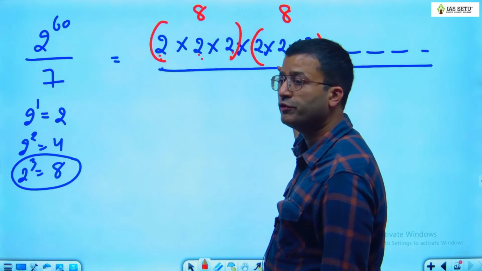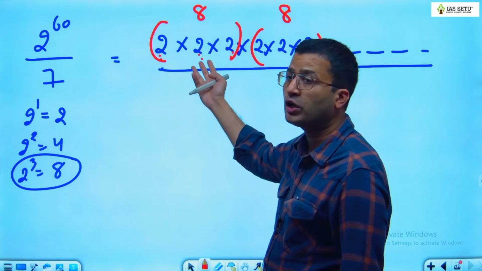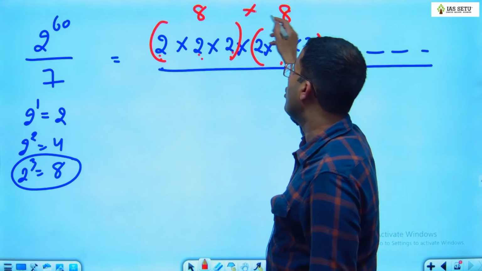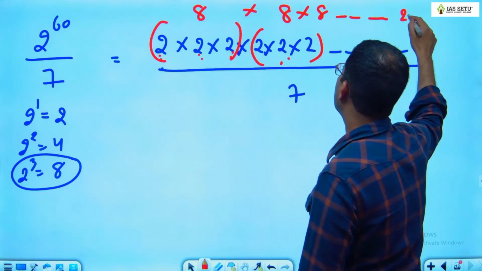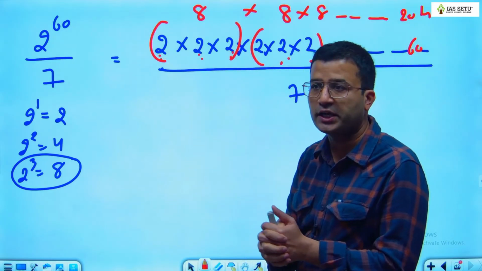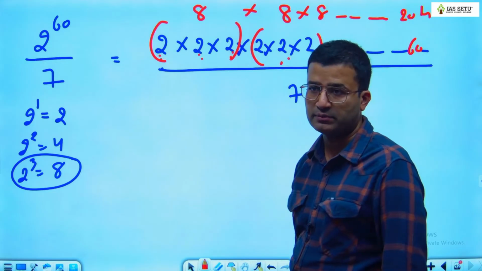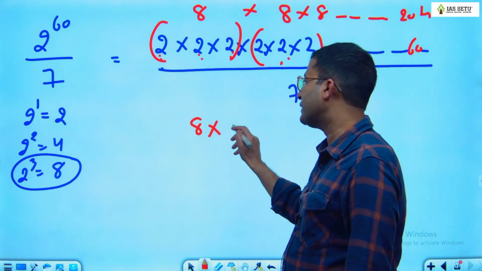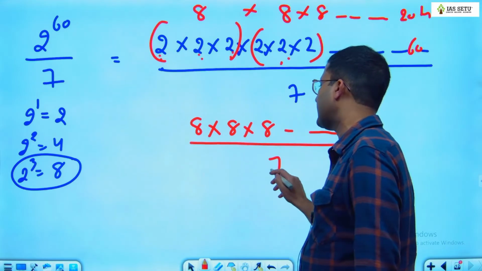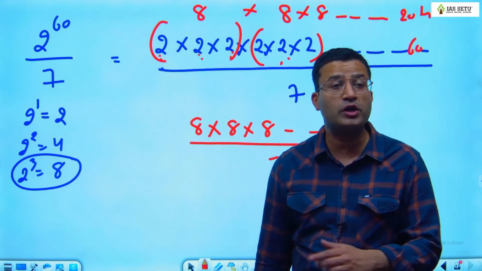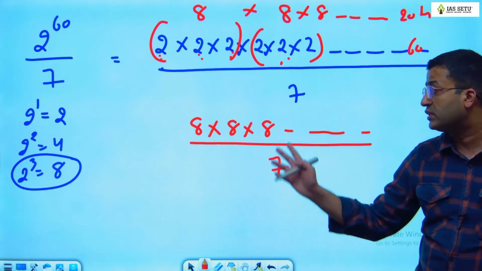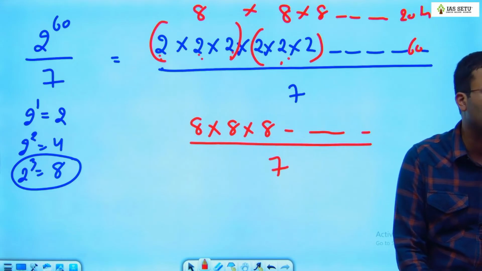How many times do we have 2? 60 times. And you club 3, 2, 3, 2. So how many times will 8 come? 20 times, because this is 60, and if you join 2, 2, 2 in groups of three, 8 will come 20 times. So we get 8 into 8 into 8, 20 times, divided by 7. If you think you can multiply 8 twenty times, no, it is not easy. But they are not asking what this multiplication is. They are asking the remainder.